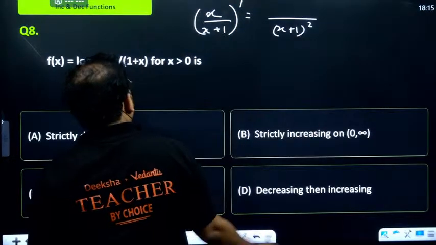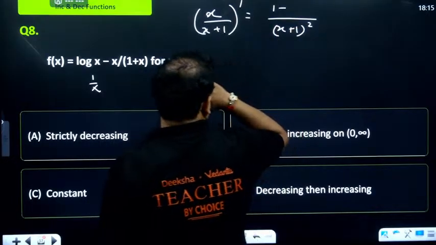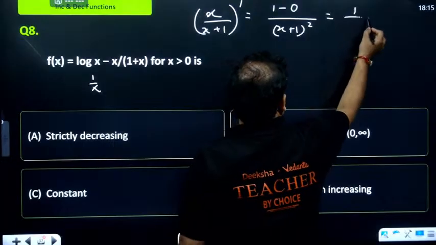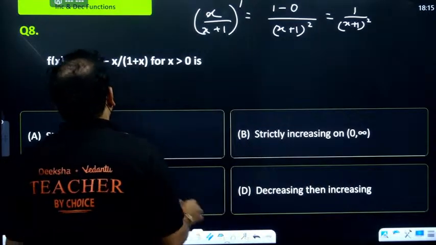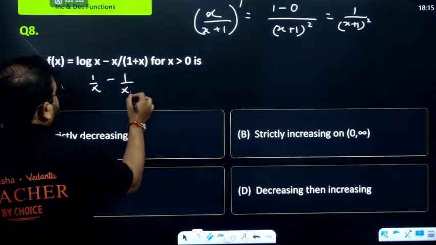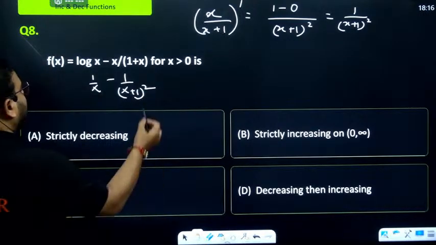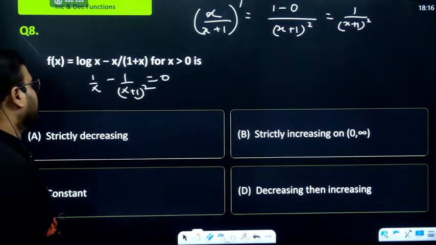And you'll have, what is it? 1 minus 0. Yeah, it's going to be what? Your value 1 upon x plus 1 the whole square is the derivative. So this becomes x minus 1 upon x plus 1 the whole square. That's my derivative. Put it equal to 0, take LCM and find the result from here for the critical point.